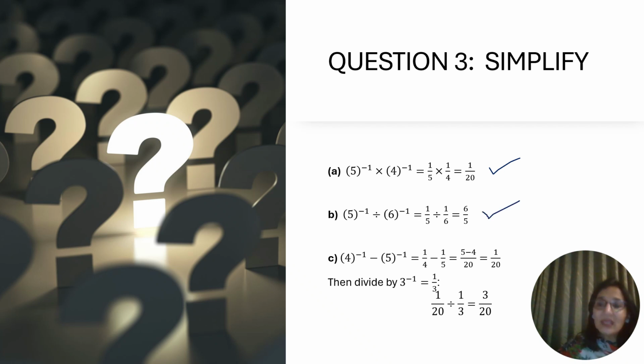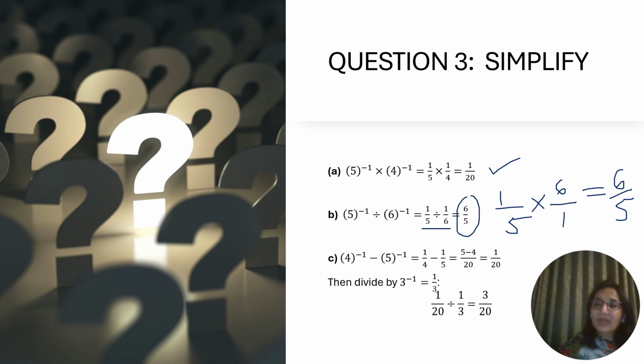Likewise, question number B, it's a division. Please understand, children, when it is division, you have to remember one or two steps. So here, 5 to the power minus 1 divided by 6 to the power minus 1. First you have to reciprocate, and write a division sign. I can quickly solve this. So we get 1 upon 5. Now when division changes into multiplication, we reciprocate, okay? So 1 into 6 will be 6 and 5 into 1 will be 5. So this is the way we got the answer, 6 upon 5.